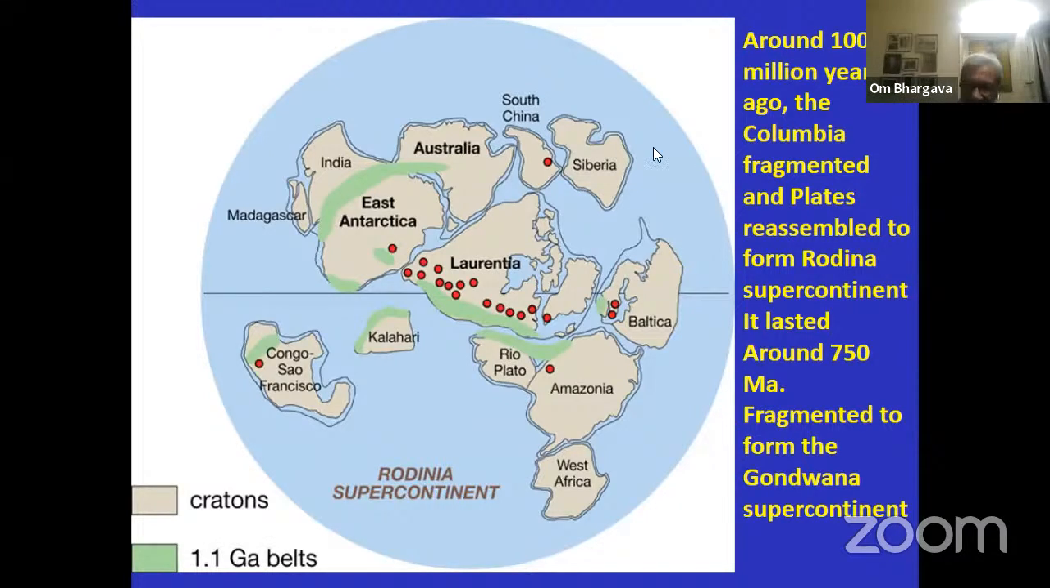OK, so it was 1000 million years ago that the Columbia fragmented and the plates reassembled. You can see how it was. India was somewhere north-west of East Antarctica. Australia was somewhere here. And this was a time when we were in the Lesser Himalaya. It doesn't concern the Tethys part.